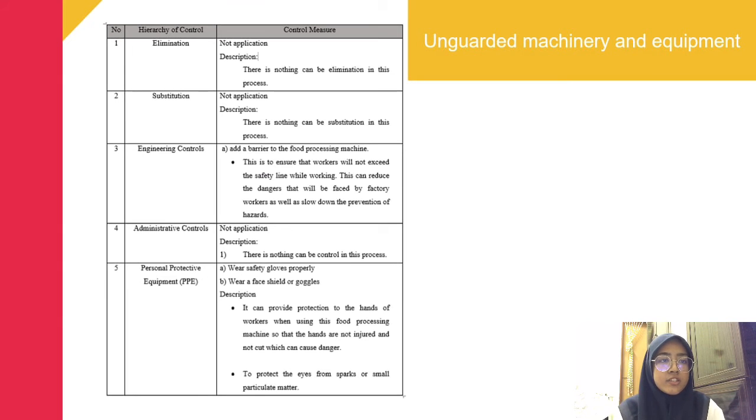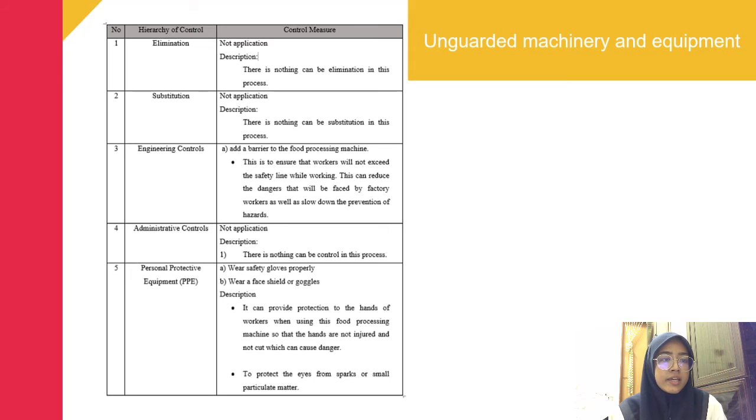Okay, suggestions to control the risk. Okay, this is a table to suggest the risks. Okay, the first hazard is unguarded machinery and equipment. The control measure for the unguarded machine is to add a barrier to the food processing machine. It is to ensure that workers will not exceed the safety line while working. This can reduce the danger that will be faced by factory workers as well as slow down the prevention of hazard.